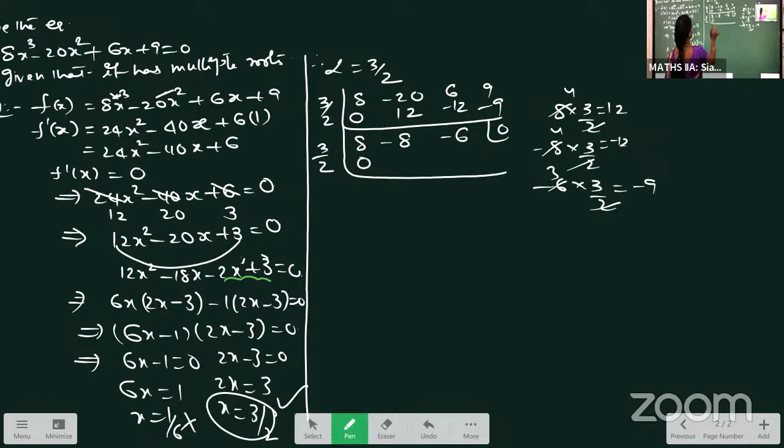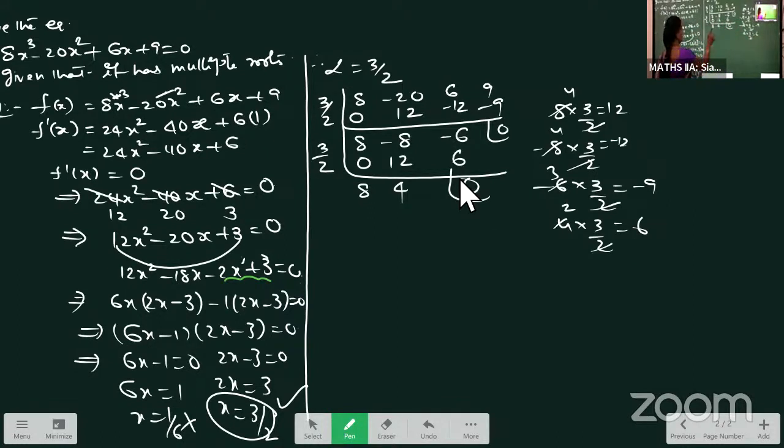Again, keep the 0 here, 8. 8 into 3 by 2, just now we have done here, 12. That is, you are getting 4. Again, 4 into 3 by 2, you do that, and cancel out here, that is 6. So 6. So the corner value you got is 0.